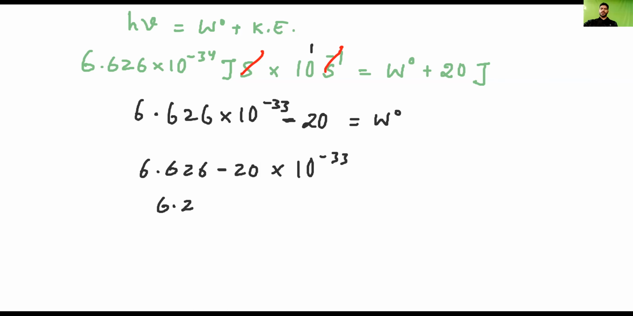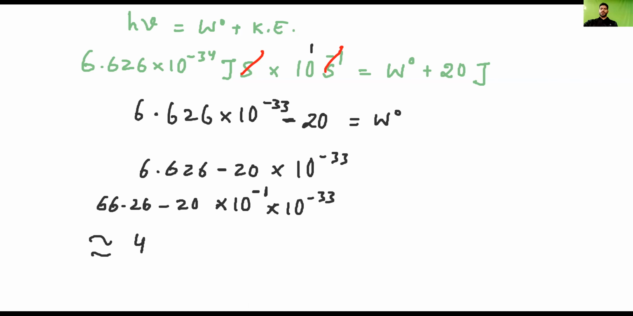And you can just write here 66.26 minus 20, right? Okay, so what will be the answer? The answer will be 46.26 into 10 raised to power minus 34. This will also be in joule, because work function is what? Work function is the minimum amount of energy required to eject an electron. So the work function unit will also be joule.